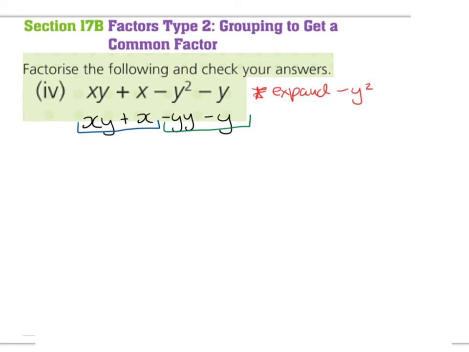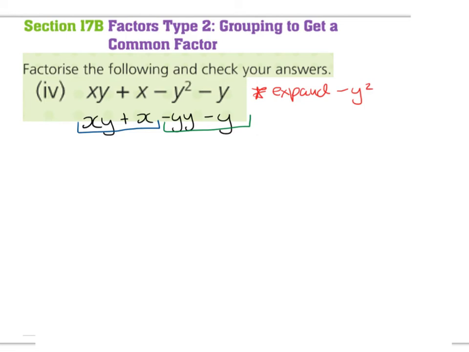So now I want to see, can I factorize by using my grouping method? So there's no term that's common to all 4 terms, so I can't use the HCF method. So let's have a look at the first 2 terms. xy plus x. Well, there's an x common to both of them, so I can factorize those. And minus yy minus y. There's a minus y common to both of those, so I can factorize those 2 terms as well.